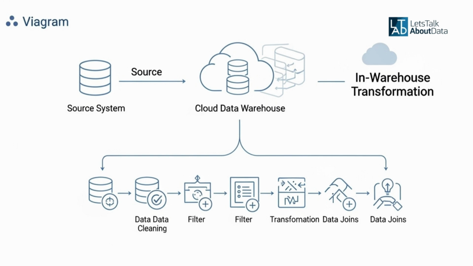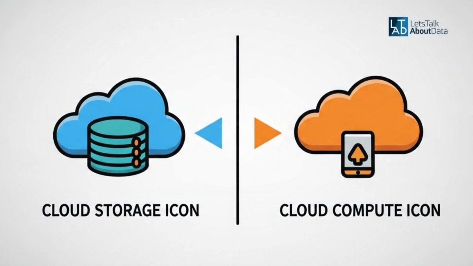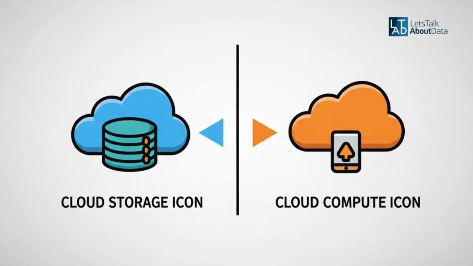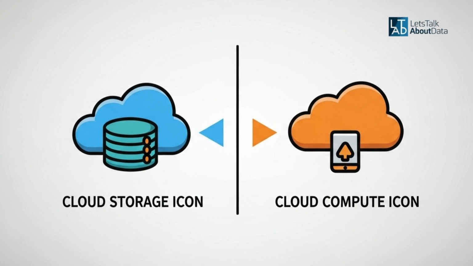Transformations are performed after loading, within the warehouse itself, leveraging its built-in power and flexibility. The driving forces behind this shift? Cloud storage and elastic compute. Cloud storage made it cost-effective to retain massive volumes of raw data. Meanwhile, modern warehouses introduce columnar storage and high-performance compute, specifically optimized for analytics. With this, teams can store raw data first and run complex transformations on demand within the same environment.